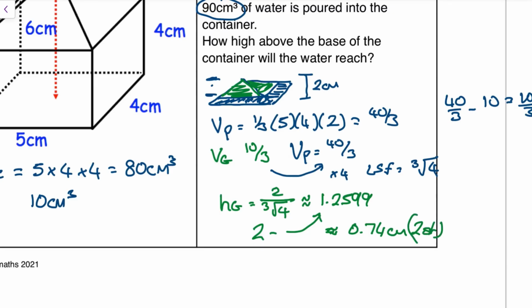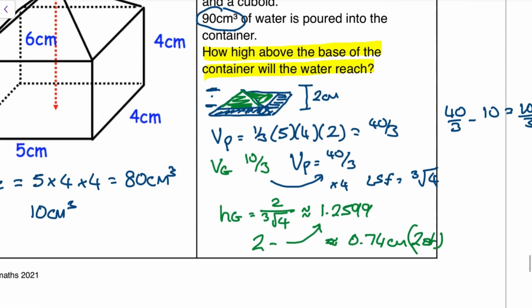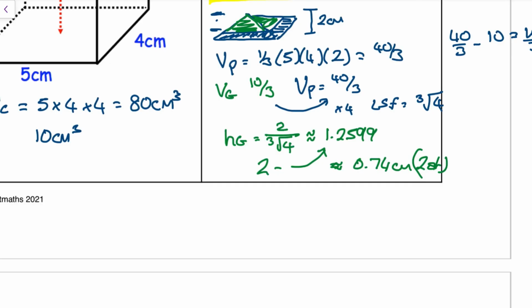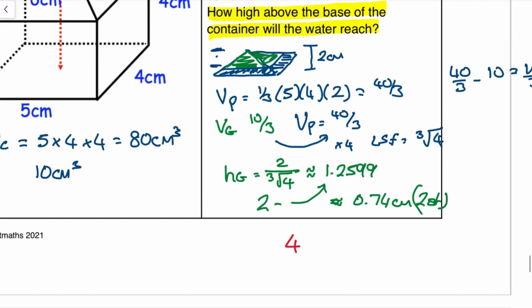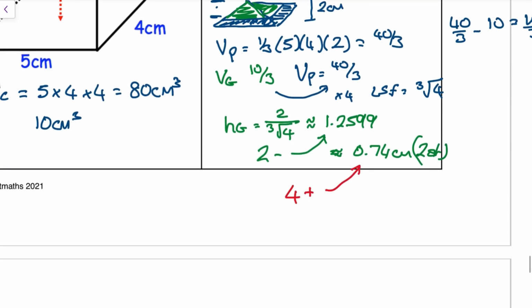But am I done? Always when you've done a difficult question, go back and read the question. So what do we have? Shown is a container made of a pyramid and so on. How high above the base of the container will the water reach? So actually, just to be really horrible, this question's not done yet. So the height above the base is going to be 4, as in this 4 here, plus the number I've just worked out, which is 0.74, which is 4.74 centimeters to 2 significant figures.